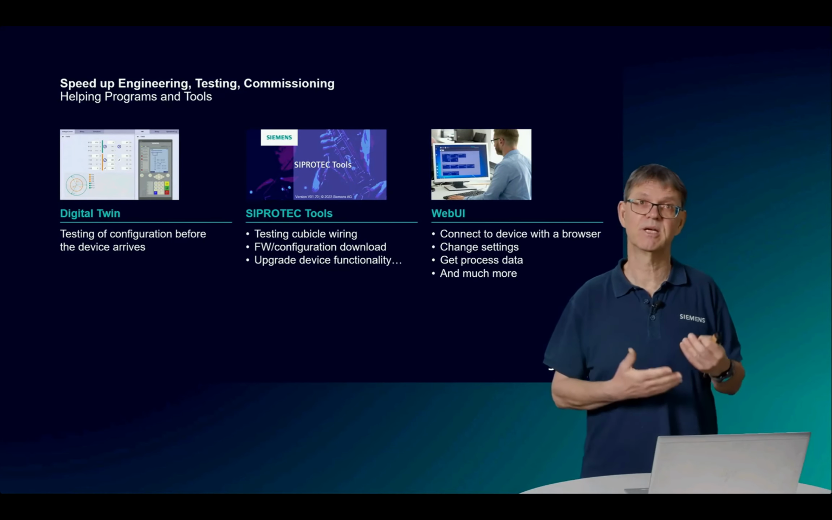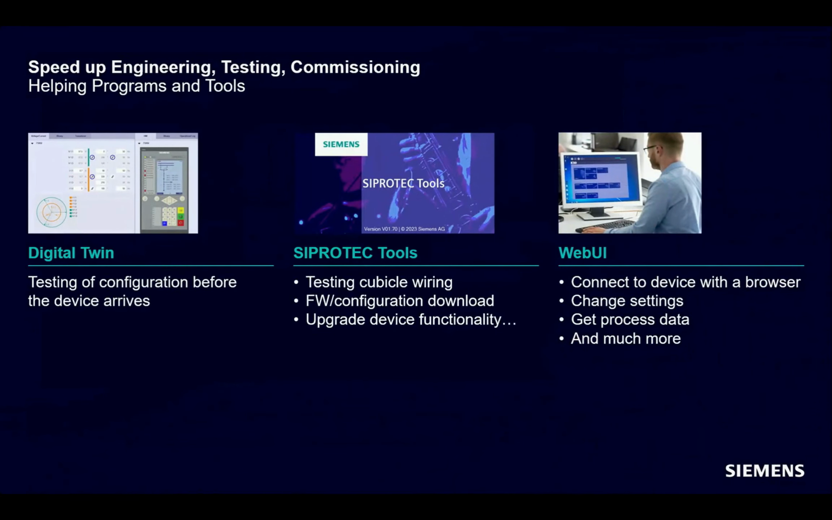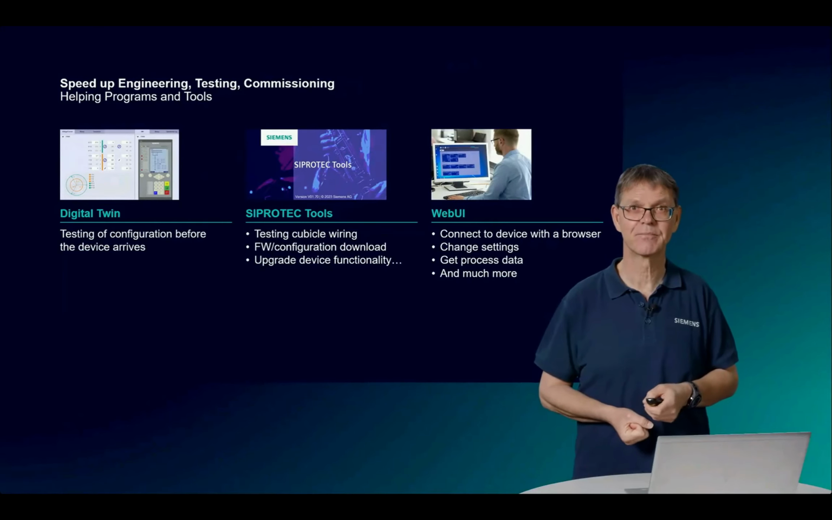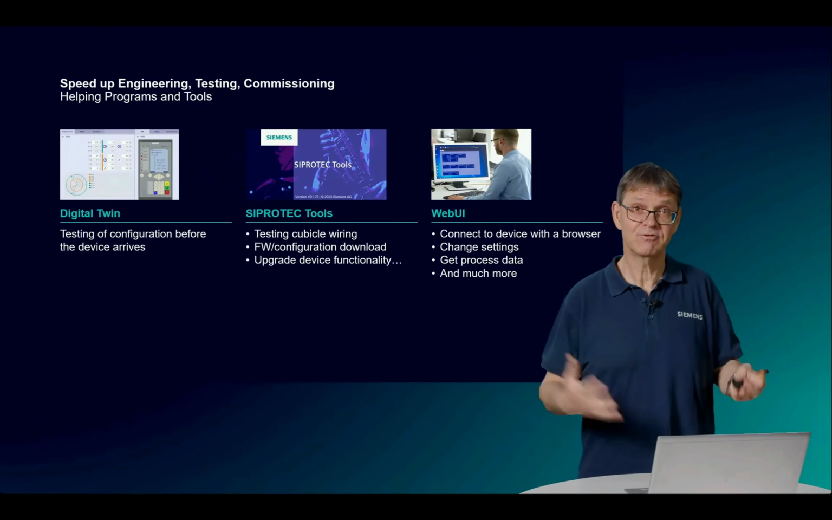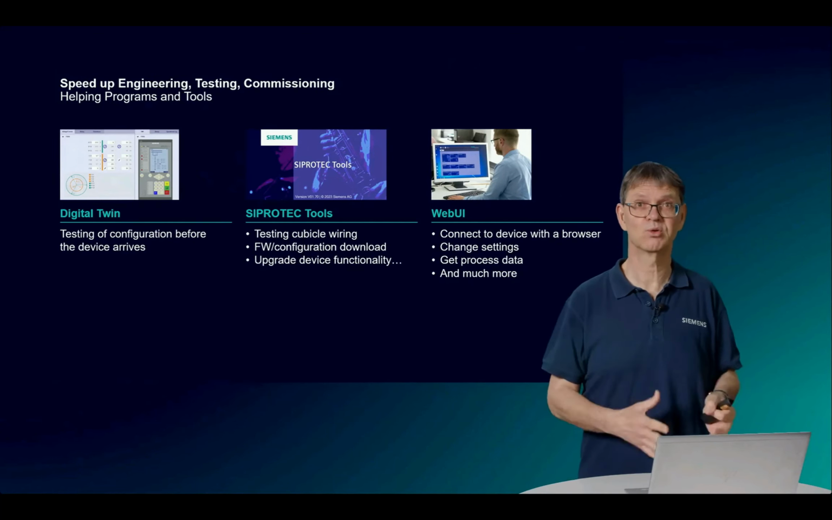And finally, I would like to mention the web UI. It's a built-in server functionality in the relays. That means you can take any web browser, go to the relay and talk with the relay. You see what the relay produces on your screen. Here you can change settings, you can get process data, and you can have much more functionality. Also about that, I will talk in one of the two webinars later. But now it's enough about the general features. Let's go into the presentation of motor protection.